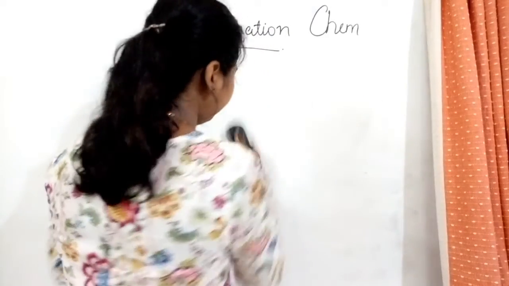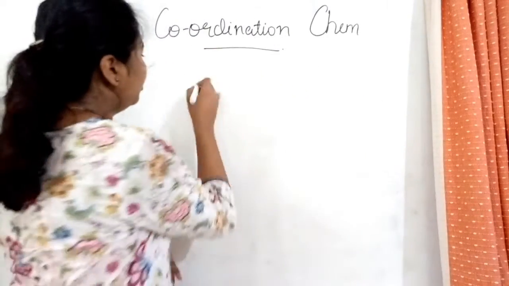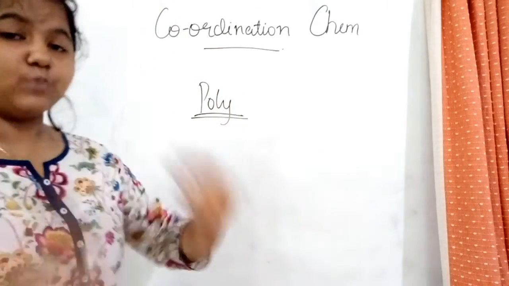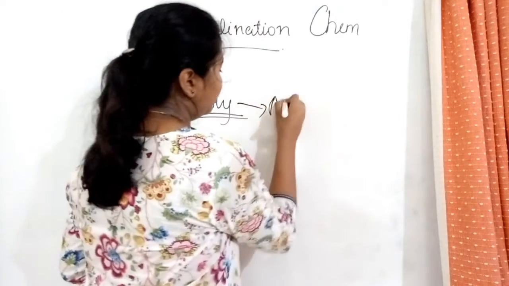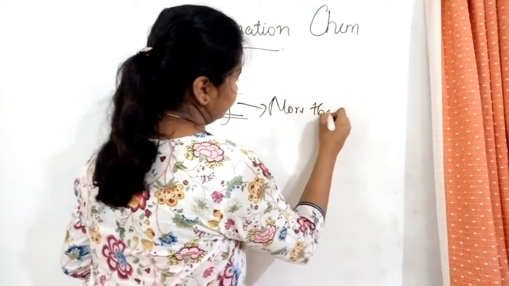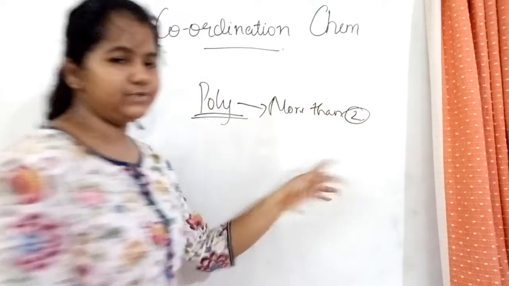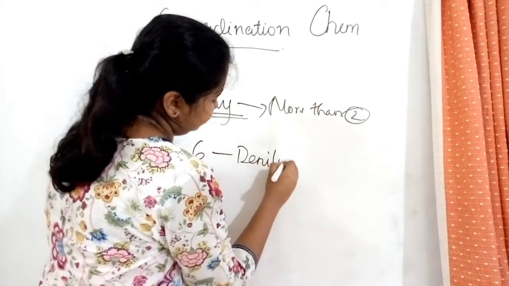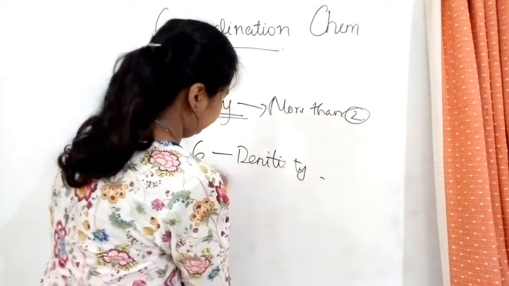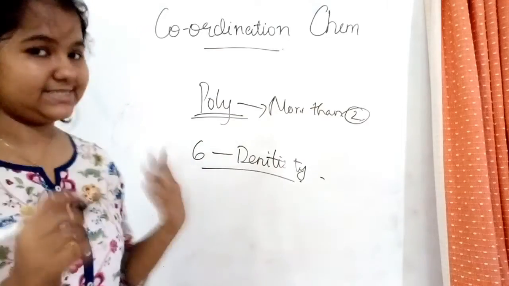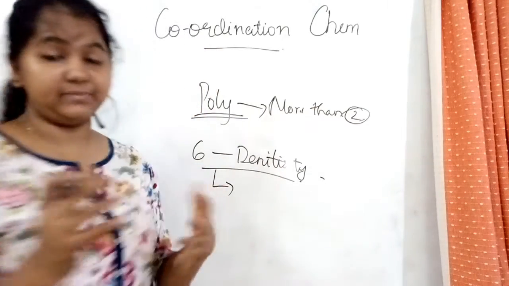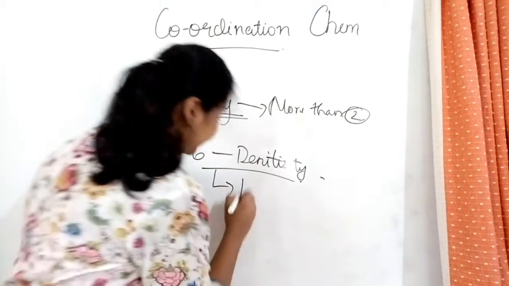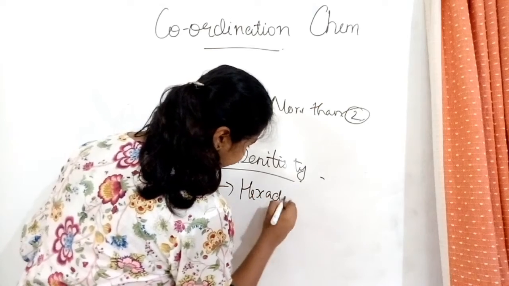Okay. So, polydentate. What do you mean by poly? That means more than 2. So we have to learn about the one with 6 as denticity. What do you call something with 6 sides? Hexagon. So what would this be? Hexadentate. Hexadentate.